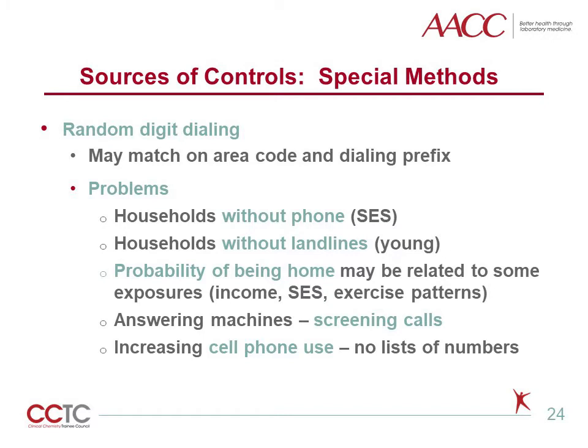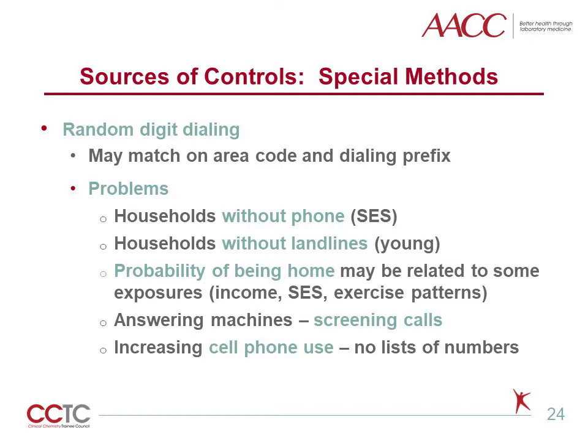Now, there are some special methods to get the controls. There's random digit dialing. We've all received phone calls where we have been selected, and we are talking to people after our telephone number has been randomly selected. And you can match on area code, you can match on dialing prefix, so you can actually get somebody from the same, restricted neighborhood as you are in. There are a lot of problems with this one. We are by definition excluding people that don't have a phone. And that could cause a problem if socioeconomic status is a variable that's of interest to you. We're going to exclude people without landlines, which may mean we exclude the young, who are less likely now to have landlines than older people do.